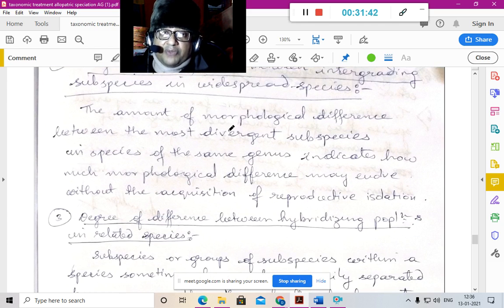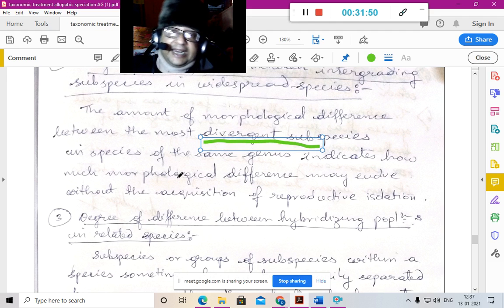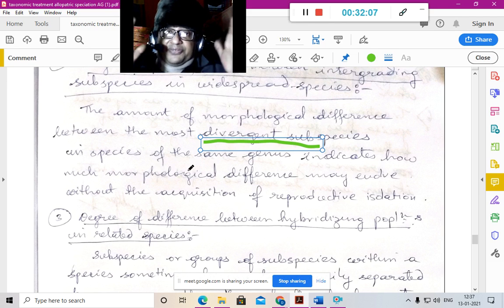Then, the difference between intergrading subspecies. That is the amount of morphological difference between the most divergent subspecies in the same genus. Among the subspecies you must find the maximum difference. Till this much difference I will take; after that, it is going to be a new species. You have to make this yardstick.